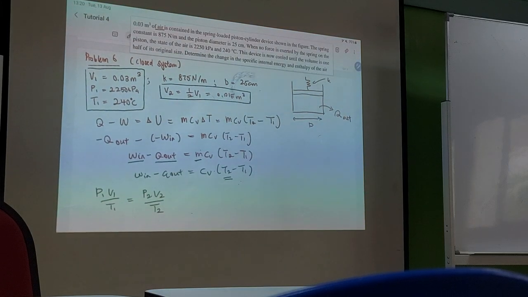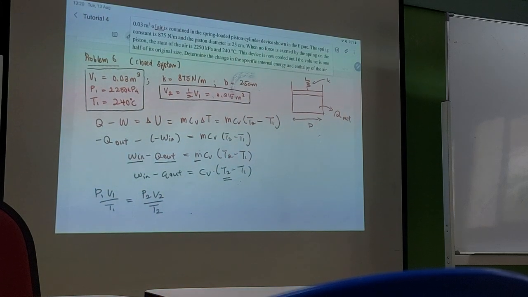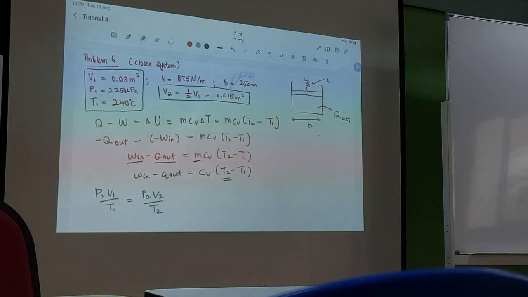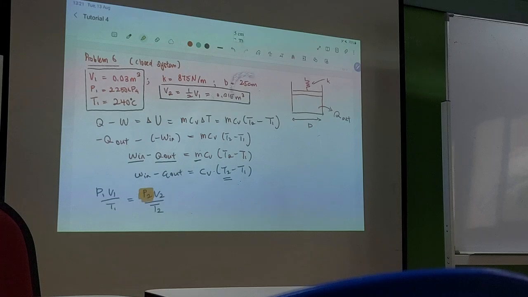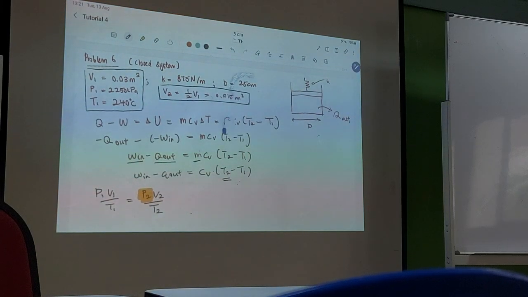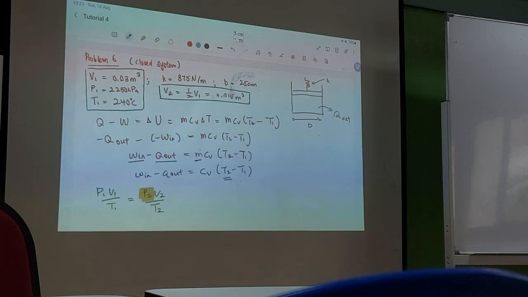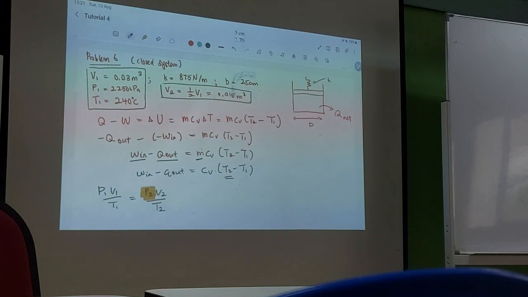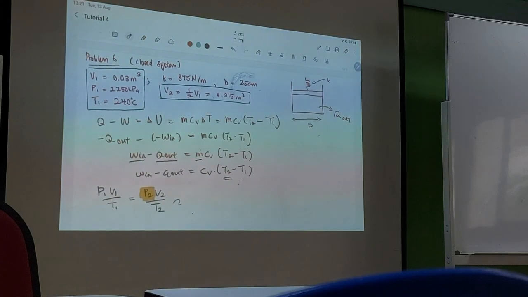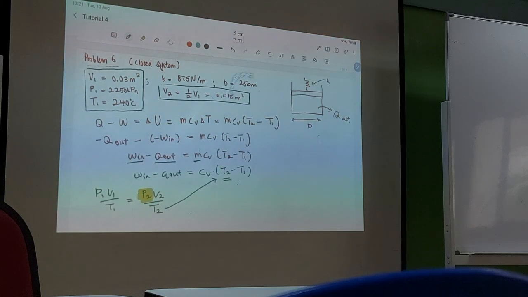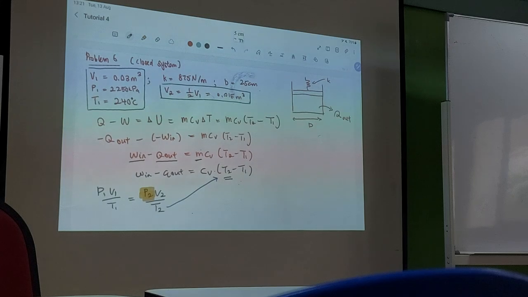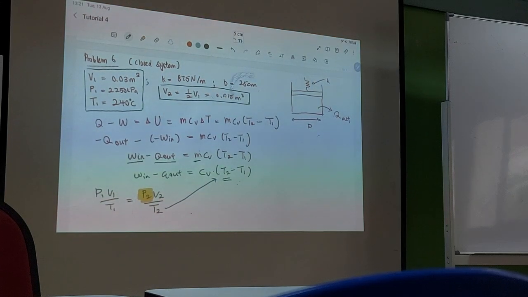So here you have everything, but of course we are still missing something. What are we missing here? We are missing P2. So P1, V1, T1 we have everything. For state 2, we need to find T2, and in order to find T2, you need P2. So the question here is how to find P2. We are adding more questions. So now we need to find P2.